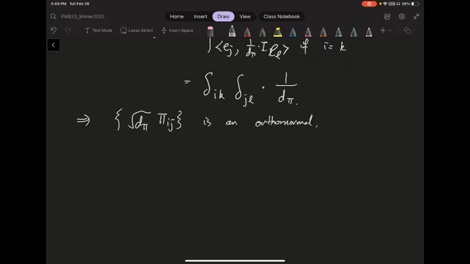And because we saw that this E pi is clearly spanned by these pi ij, and because they're orthonormal, they have to be an orthonormal basis. So it's an orthonormal basis for this E pi. Okay, so that's what we want.